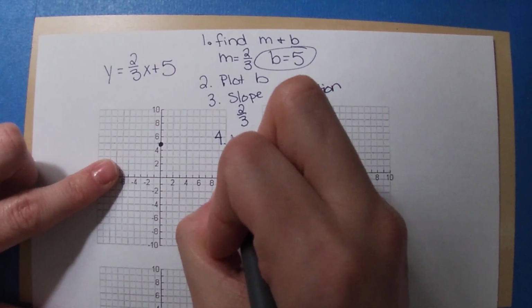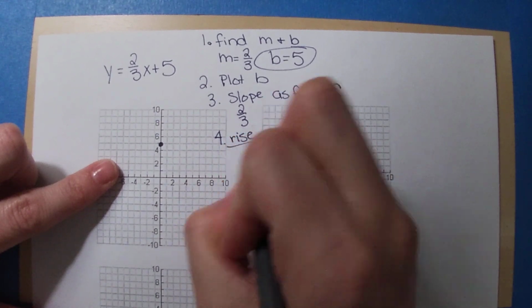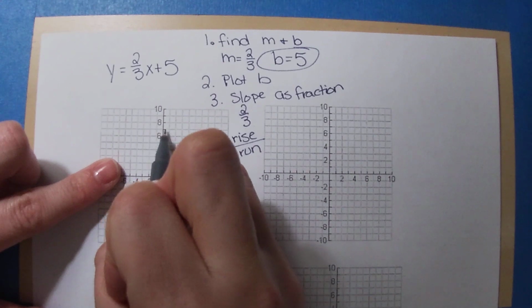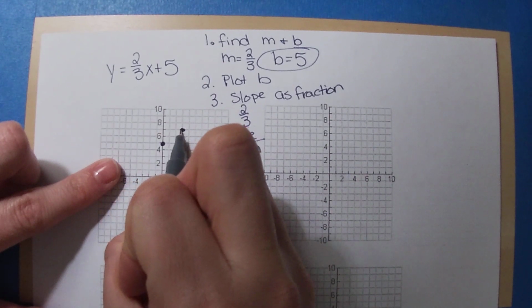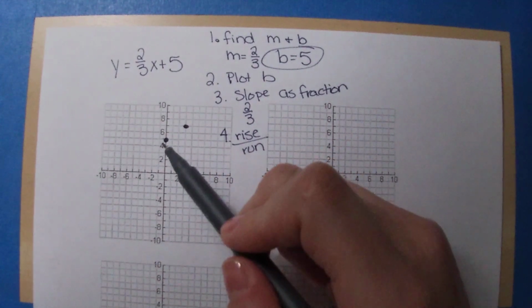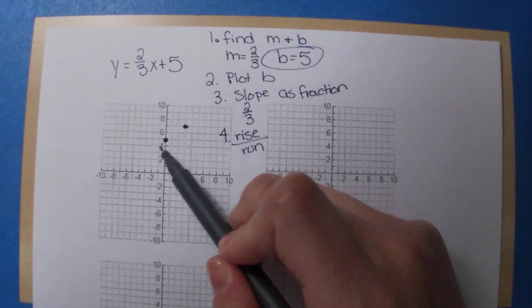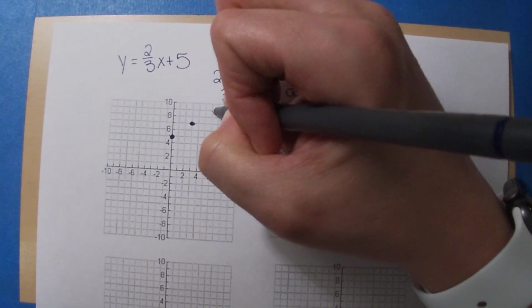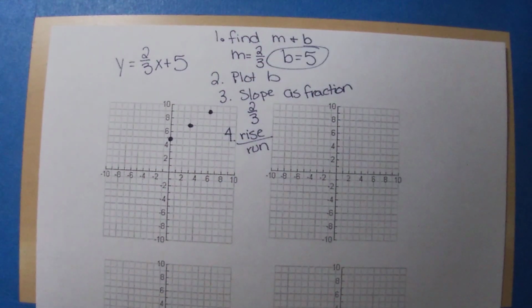So we're going to count our rise over our run. From this point, I'm going to go up 2 over 3. Now you really only have to do it twice. You don't have to count twice. You really just have to make 2 points. But if you count again, you can make sure that you have a nice line.